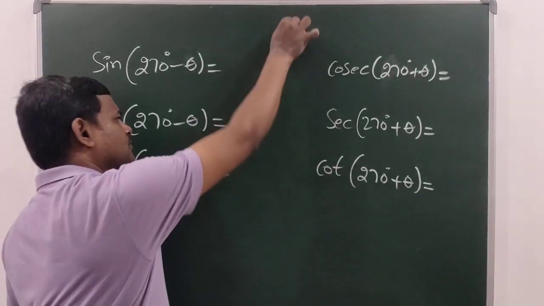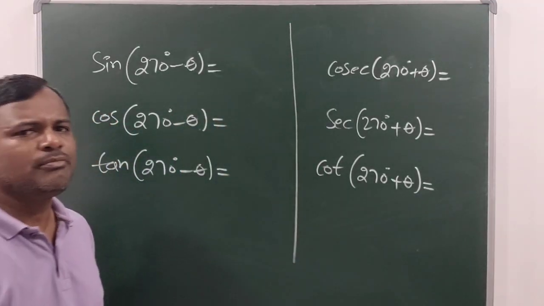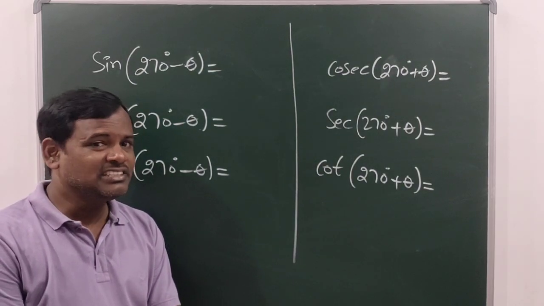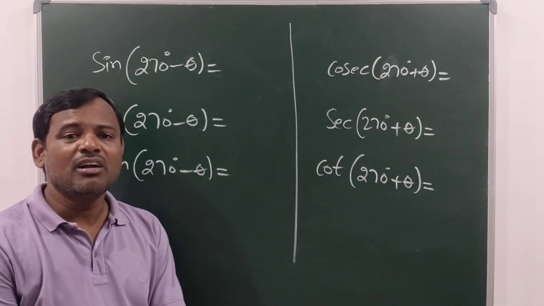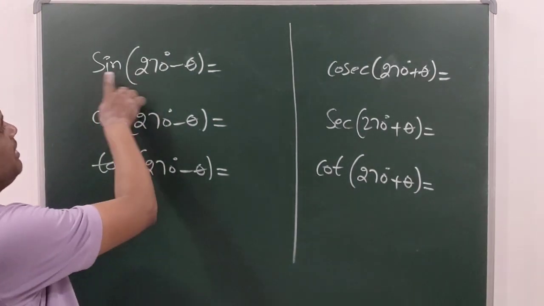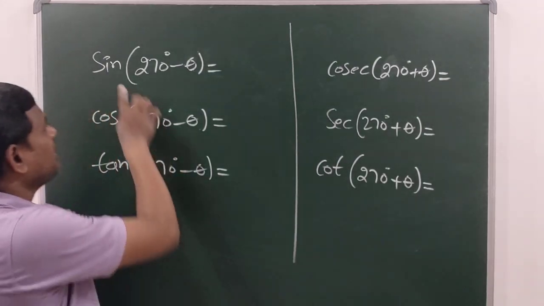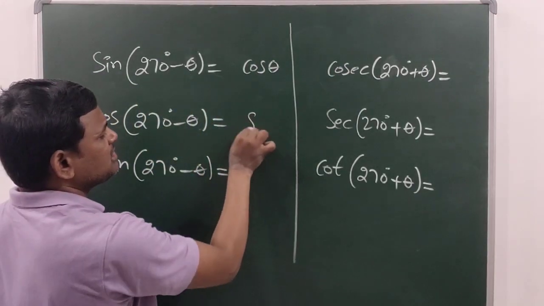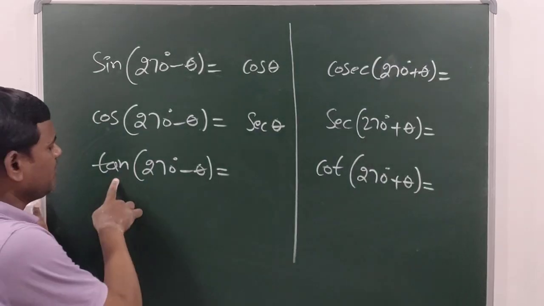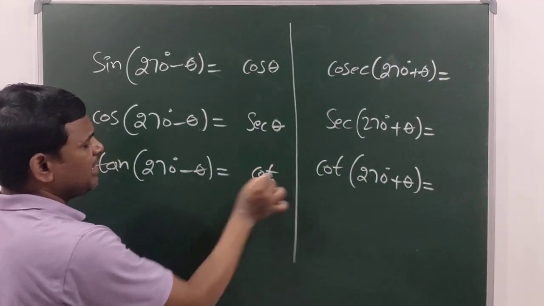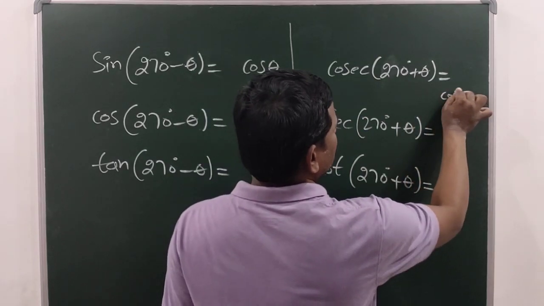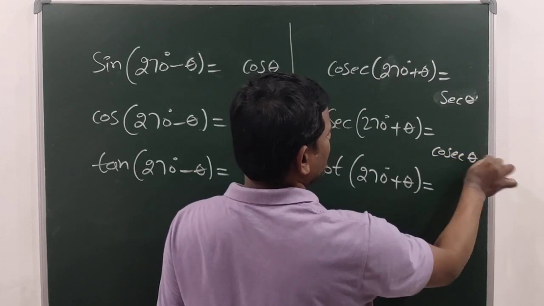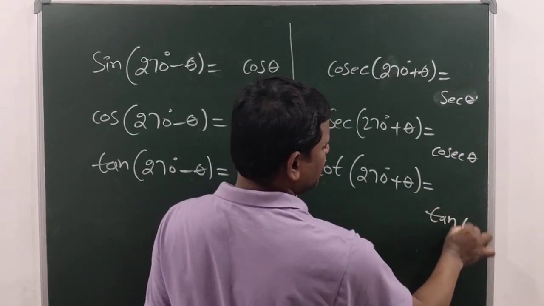Now see students, 270 is what kind of multiple of 90? Even or odd? Odd, because 270 is 90 times 3, and 3 is an odd number. Hence 270 is an odd multiple of 90. Now write. At odd multiples of 90, sine will transform as cos, angle is theta. Cos will transform as secant, angle is theta. Tan will transform as cot. Cosec will come as secant. Secant will come as cosec. Cot will come as tan, angle is theta.